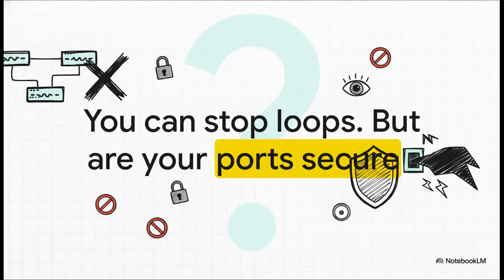You now know how to stop the accidental chaos of network loops. But that kind of leads us to the next big question, right? What about the intentional threats? You've protected your network from itself, but how do you protect it from someone plugging in an unauthorized device? We'll just leave you with that thought for now.